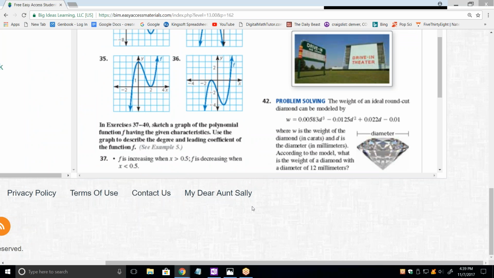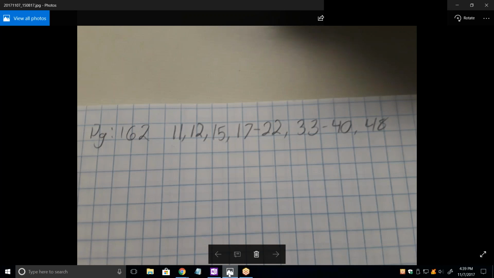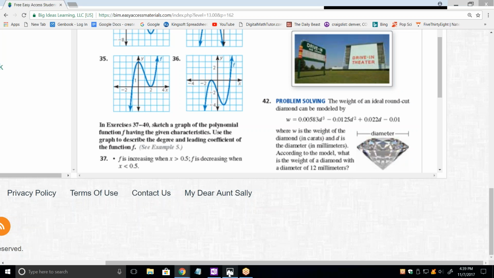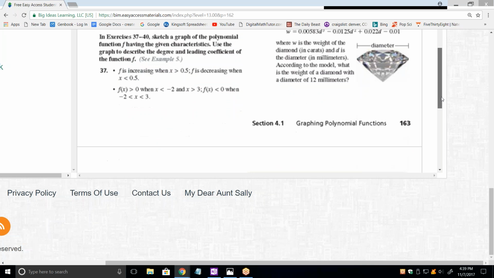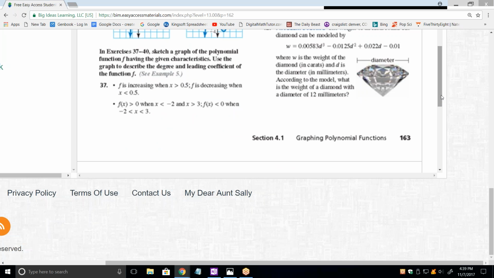Okay. Have a look at another one here. 33 through 40. So we need 37. Yeah, they must mean the sign of the leading coefficient. Because that's the only thing you can really describe from the appearance of the graph. You can't figure out whether the leading coefficient is 2, 3, 4, or 5, but you can figure out whether it's positive or negative.